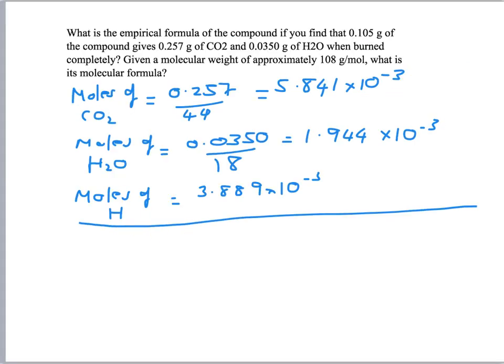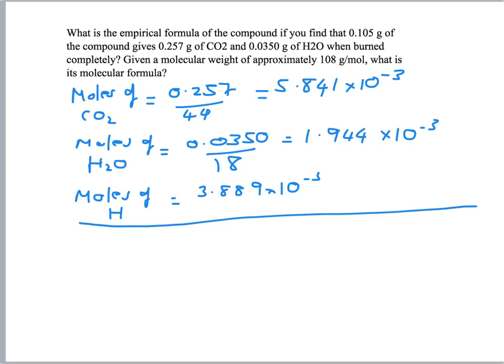Okay, so again, they've told me it's an empirical formula of a compound. And I've got carbon dioxide and water being produced, but it could contain oxygen. Don't know, so I'm going to have to figure out whether it contains oxygen or not. And then they want me also to find the molecular formula as well.